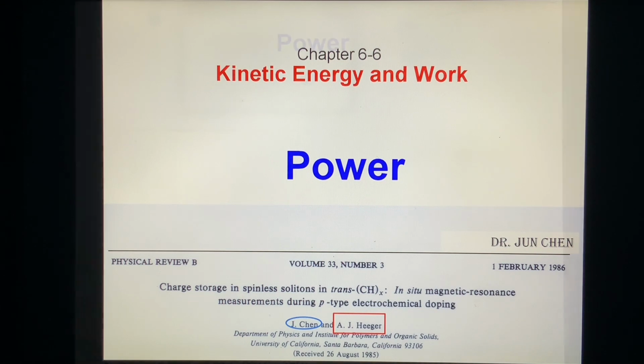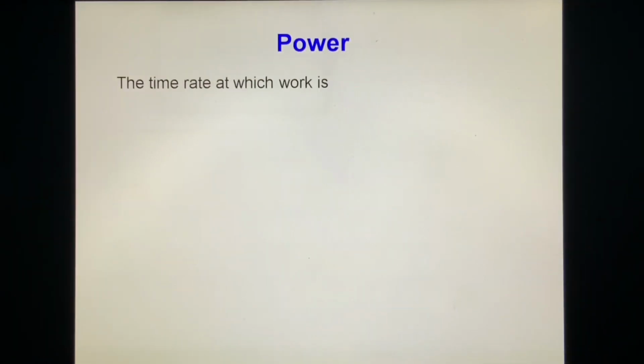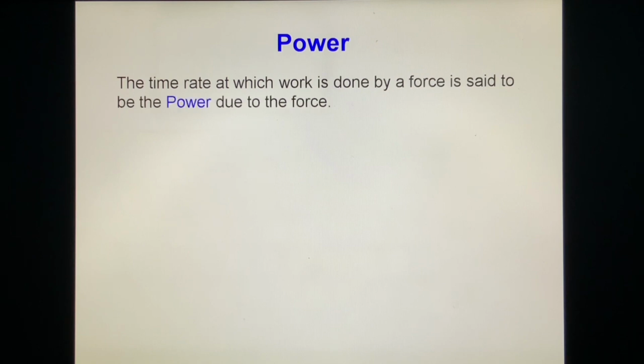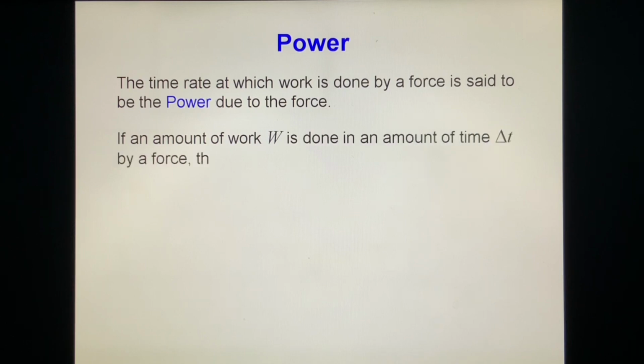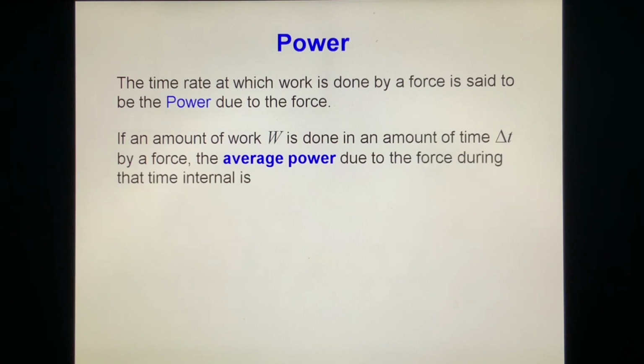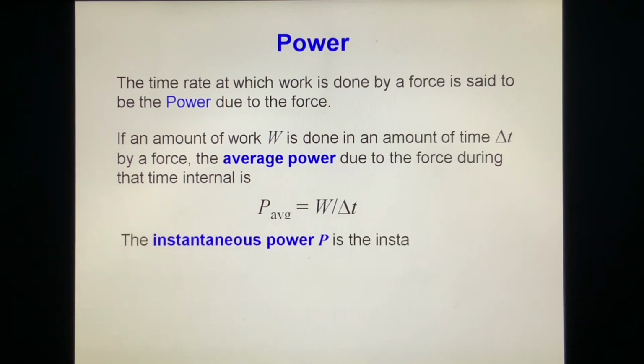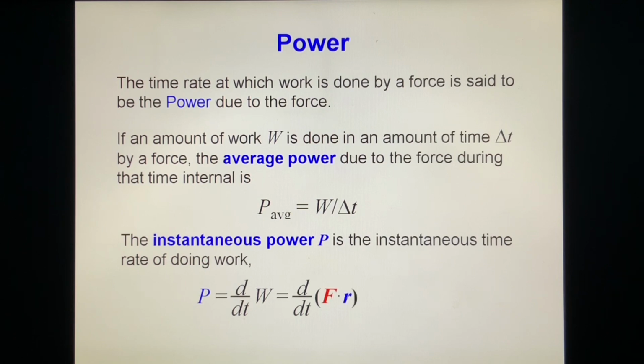Power. The time rate at which work is done by a force is said to be the power due to the force. If an amount of work W is done in an amount of time delta t by a force, the average power due to the force during that time interval is P average equals W over delta t. The instantaneous power P is the instantaneous time rate of doing work, P equals dW/dt.